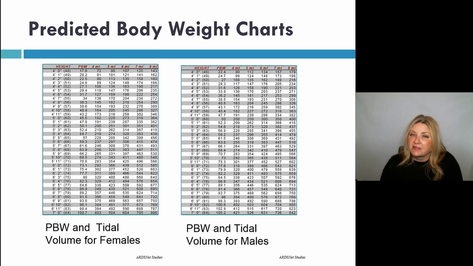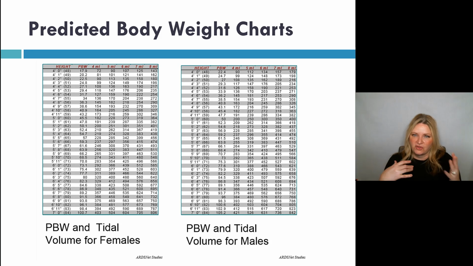All right, so now these are the famous charts that we use. These are called the predicted body weight charts. And these were introduced back, I was actually at the hospital that was studying this in the late 90s, early 2000s when we were doing the ARDSNet trials. So I was really lucky to work at one of the hospitals that did the study.